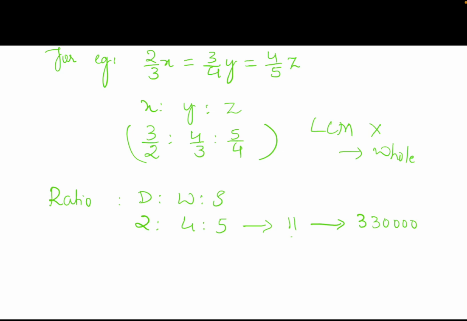Then they are asking what is the daughter's share. Daughter is how much ratio? 2 parts. If 11 parts is 3,30,000, then 2 parts is how much? So 2/11 into 3,30,000. 11 ones are 11, 11 threes are 33 and the remaining zeros. So 2 threes are 6. So 60,000 is the daughter's share.